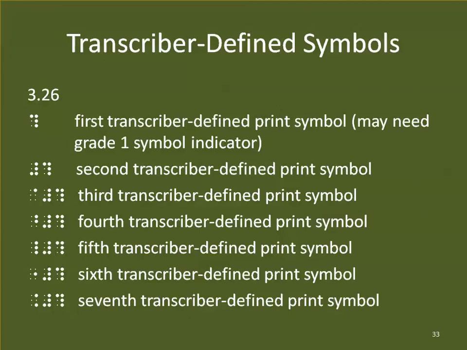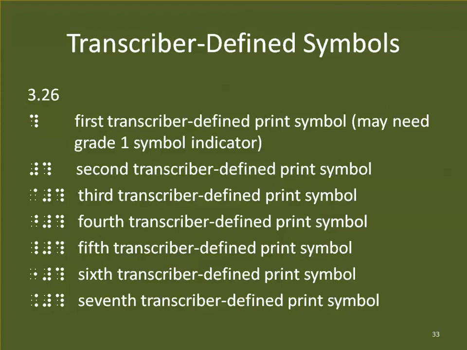And then if we get through all those symbols and what's in front of us is still not something that we can find within the UEB code, then we have transcriber-defined symbols. 1, 2, 3, we have 7 of them that we can use. And we use these in order just like we did with the transcriber-defined typeform indicators and something else that I can't remember right now. Transcriber-defined symbols then are these. We start with the top and work our way down to the bottom as needed.